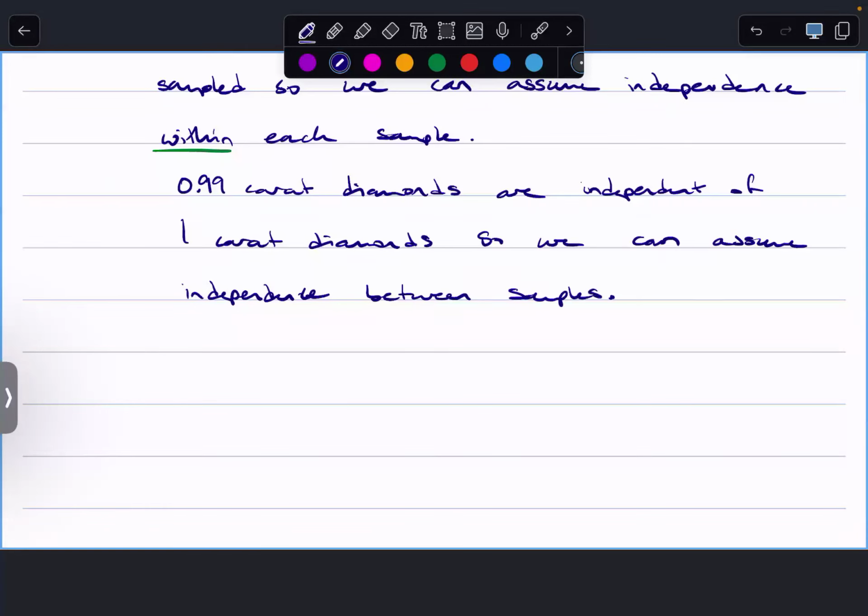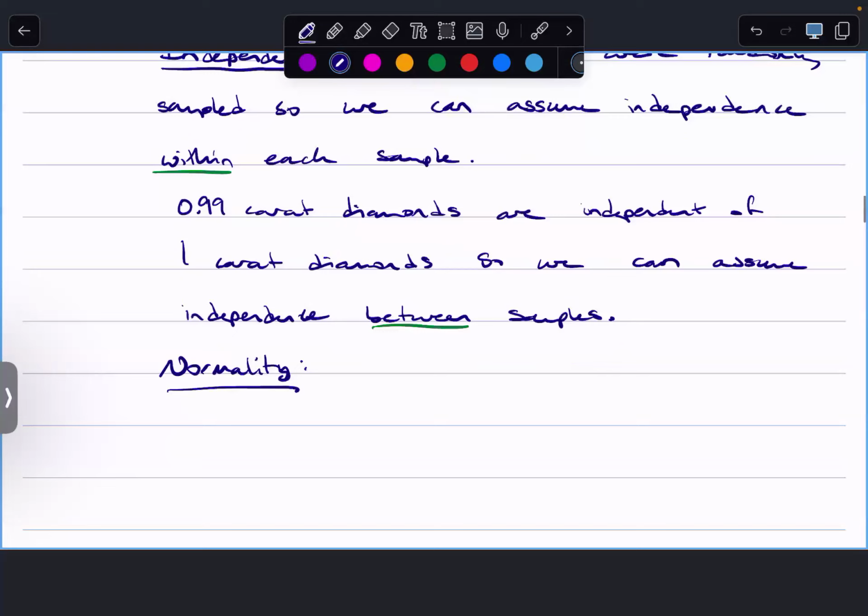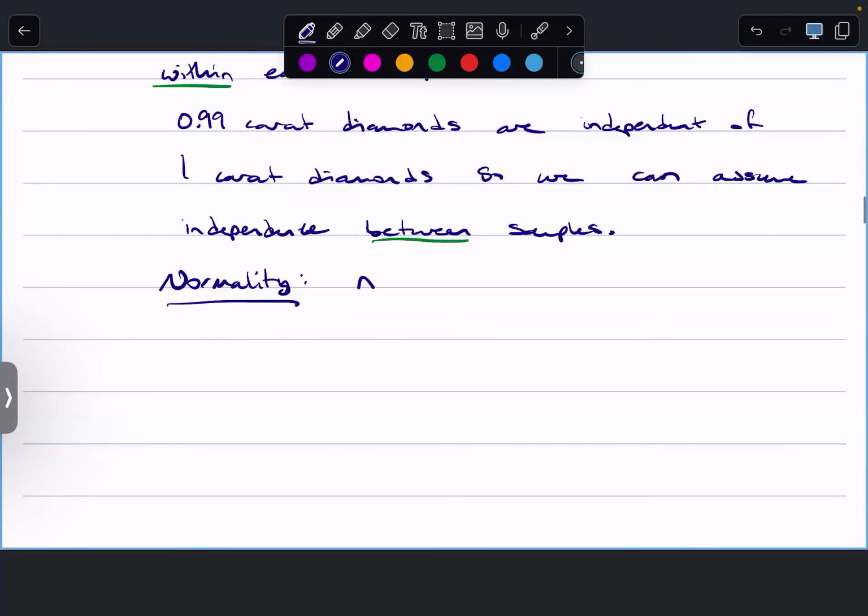Between samples, right? As soon as we have 2 samples, I have to be able to assume independence within, but also between, unless it's paired data. The normality condition hinges on the sample size, right? If the sample size is larger than 30, then I'm just allowed to assume normality. That's great. But N99 is 23.